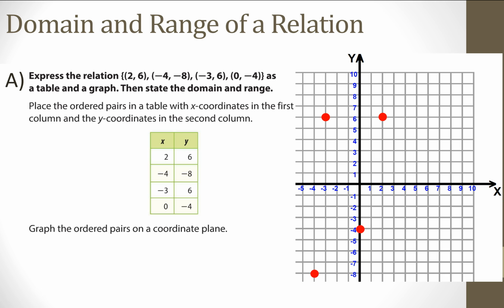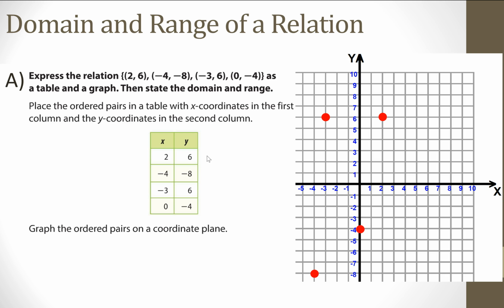All right, your graph should look like this with the dots, and we talk about the domain and the range. So the domain has to be negative 4, negative 3, 2, and 0 in that order. And the range needs to be negative 8, negative 4, 6, and 6. Sometimes we like to have both 6s. Other times you can just write 6 once. So you could say negative 8, negative 4, 6. It's expressed both ways depending on the textbook, depending on the teacher.